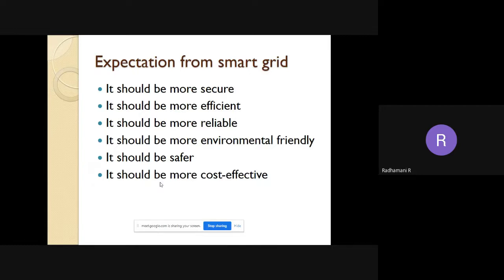So what are the expectations from the smart grid? If you are installing a smart grid system, what are our expectations? Definitely the smart grid should be more secure, more efficient, and more reliable. Similarly, the smart grid should be more environmentally friendly, very safe, and also more cost effective. So these are the expectations of the smart grid.